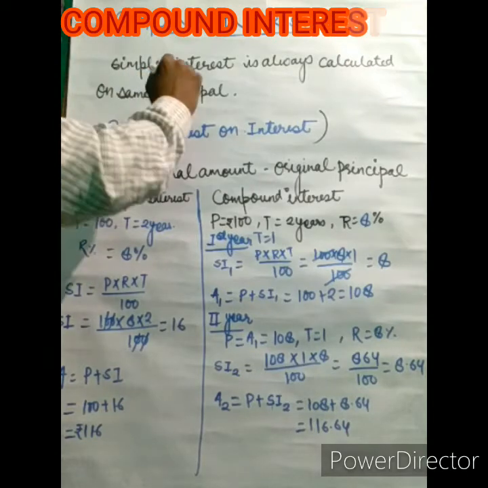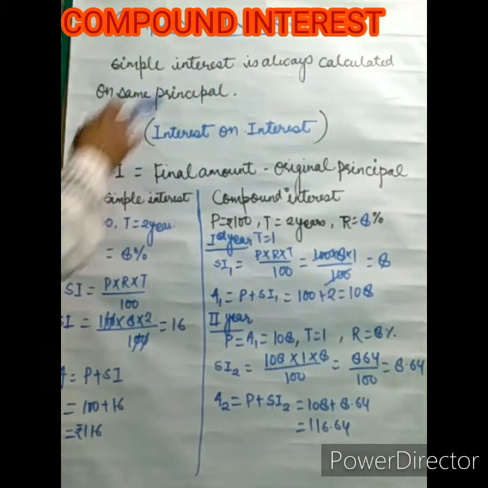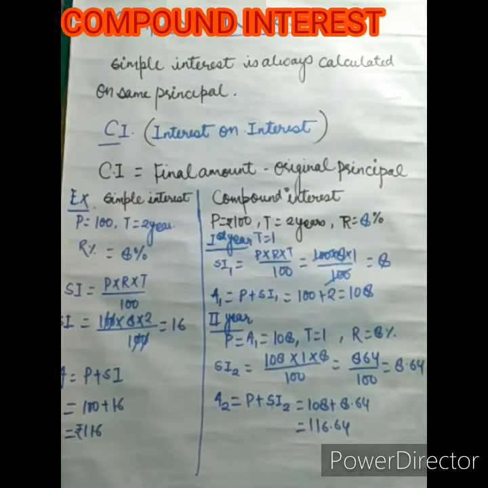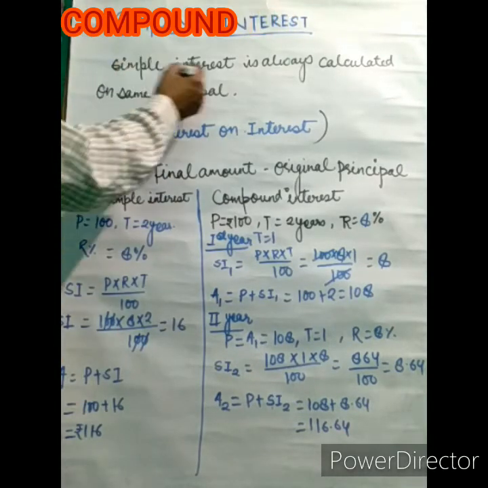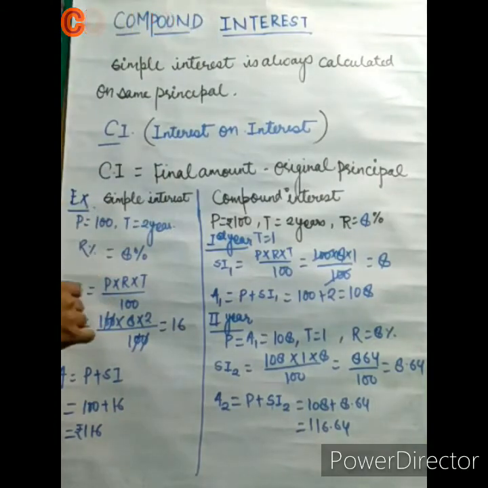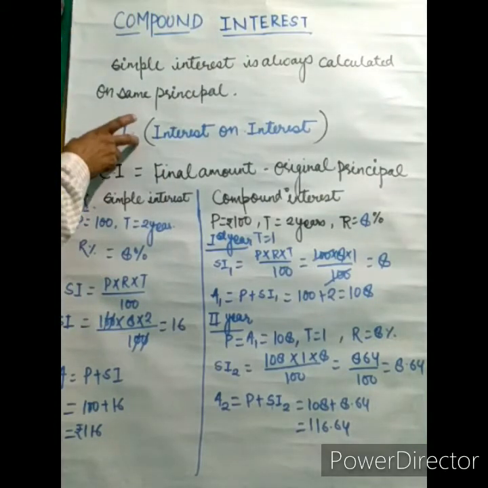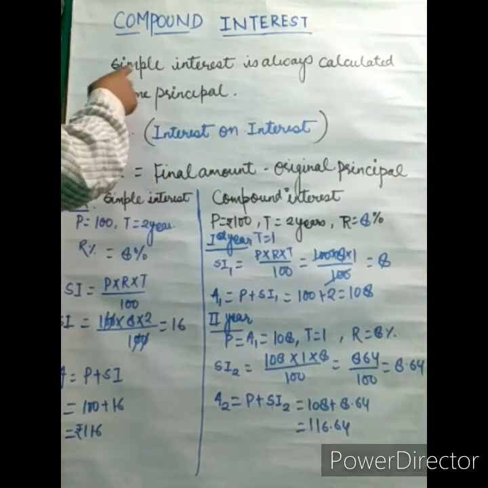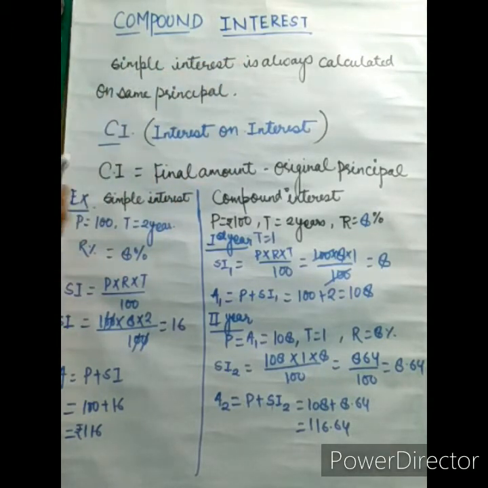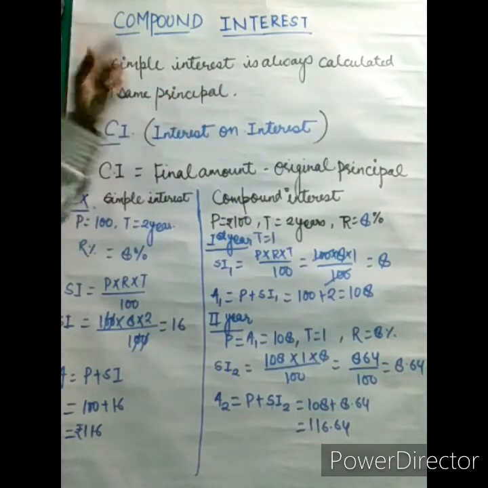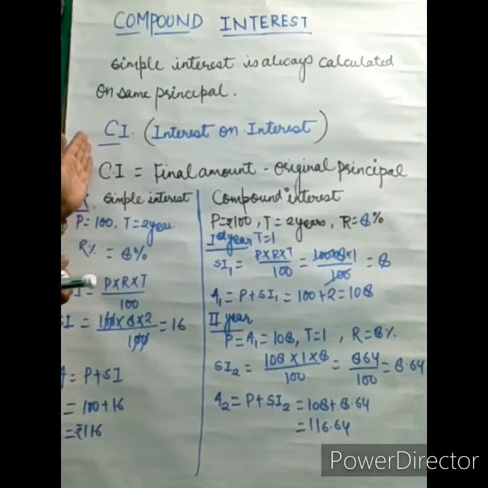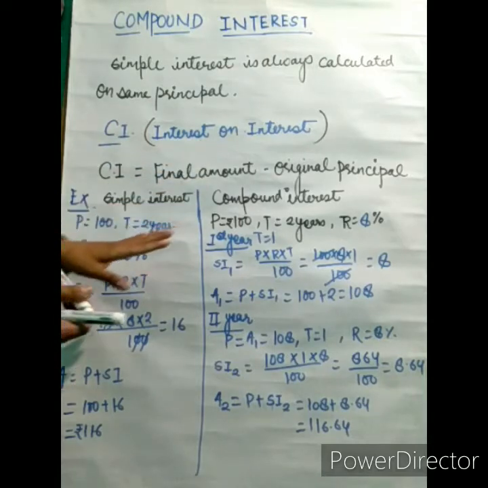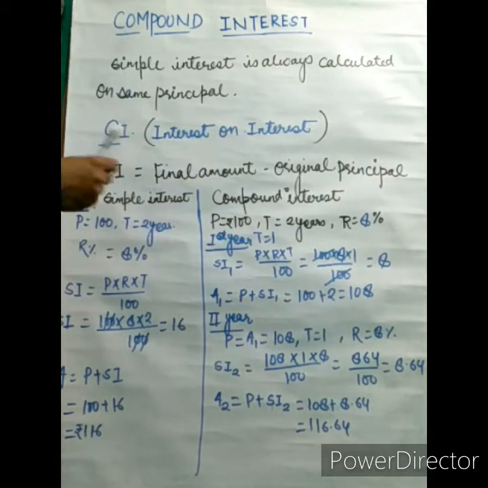Simple interest is always calculated on the same principle, which I will explain with the help of an example I solved below. Simple interest is always calculated on the same principal, and compound interest is interest on interest. In simple interest we calculate the interest on one principal only, but compound interest is interest on interest. Here we will get interest on the interest of the previous year.